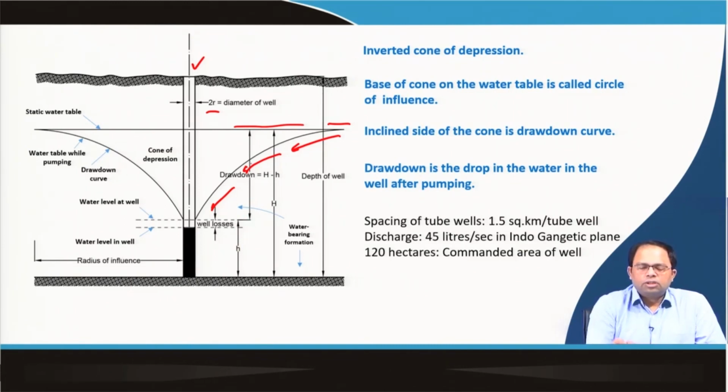So, this is the difference, the drawdown, and this curve is known as the drawdown curve, and this overall cone is known as the cone of depression. The cone of depression, at the surface level of the water table, is basically a circle. This circle at the base of the cone is known as the circle of influence. So, the base of the cone on the water table is called the circle of influence.